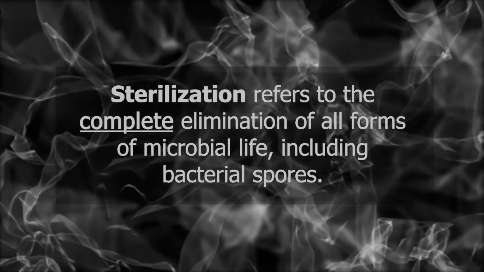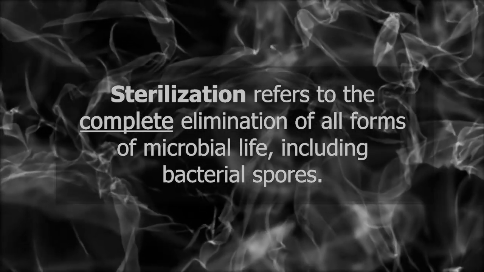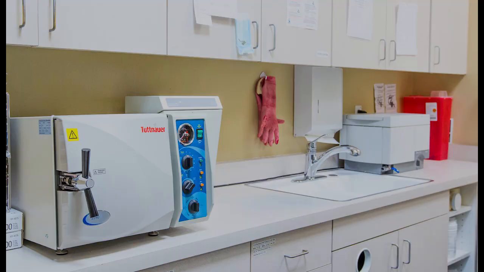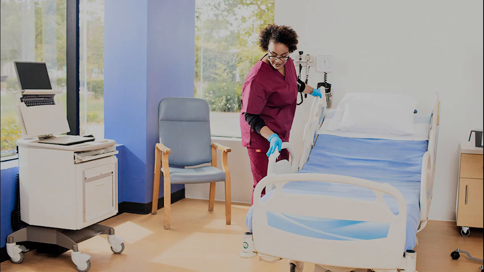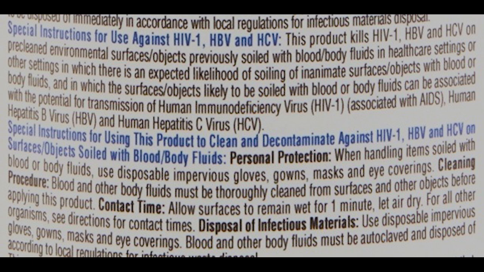Sterilization refers to the complete elimination of all forms of microbial life, including bacterial spores. Objects can be sterilized by a physical process like an autoclave or by using certain chemicals. The disinfectants you use on surfaces in your work area like exam rooms, operatories, treatment areas, and other areas that might be contaminated with blood or other potentially infectious material need to be EPA registered and have the following statement in bold letters. Be sure to consult and review the manufacturer's instructions for contact times and other pertinent product information.